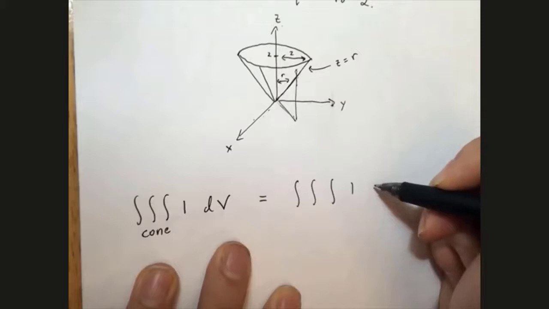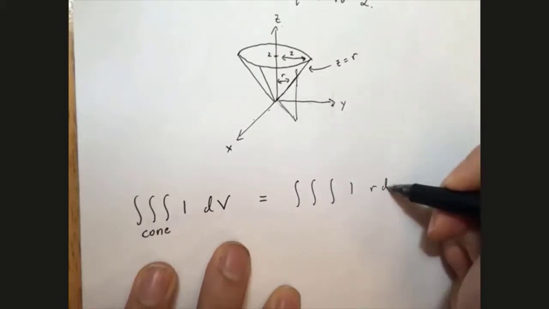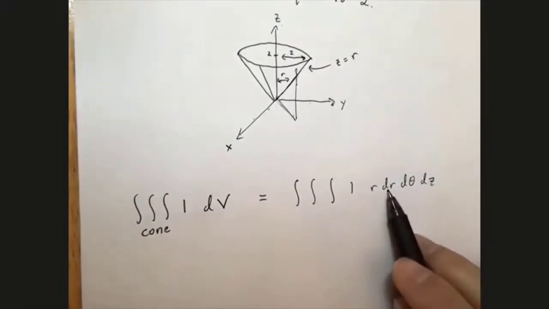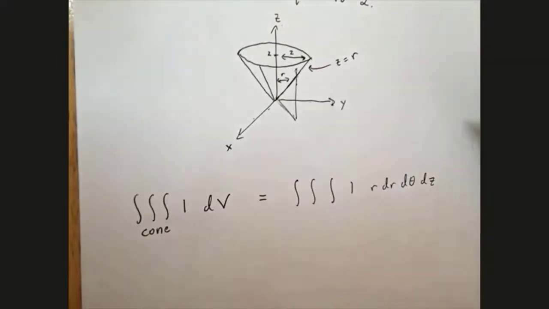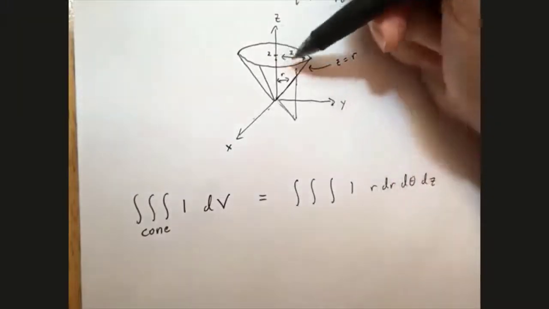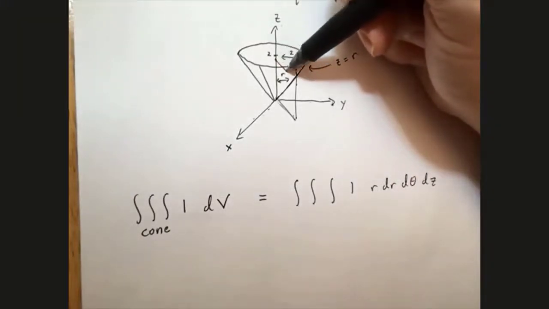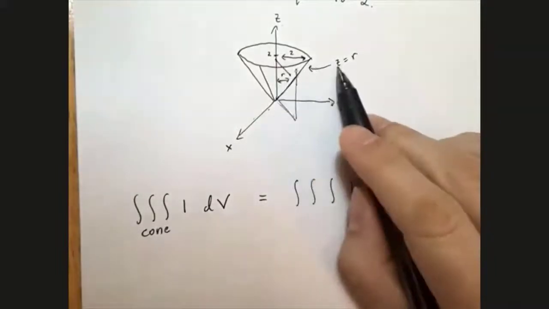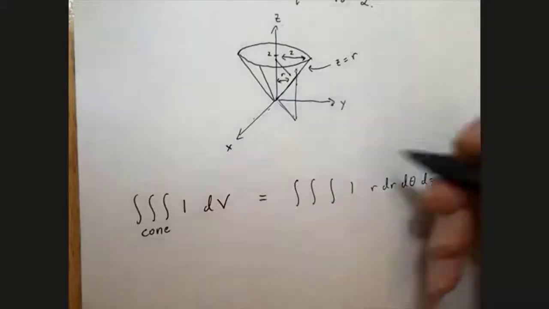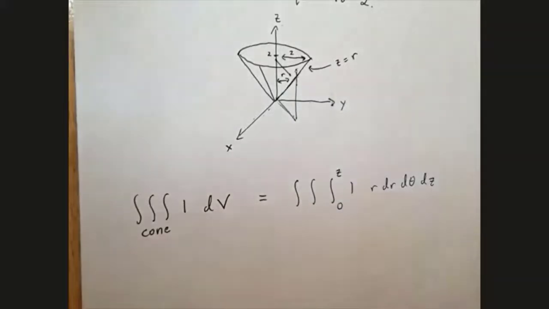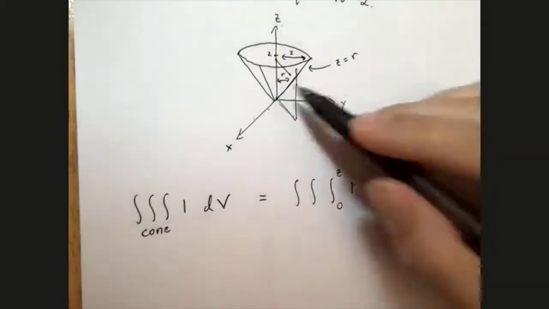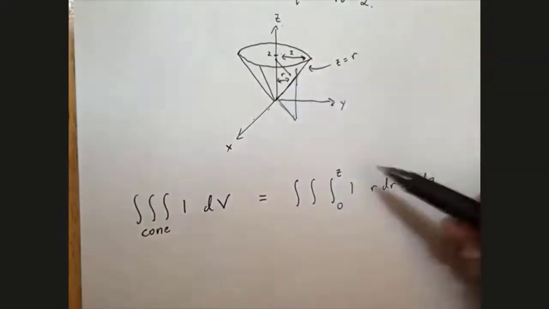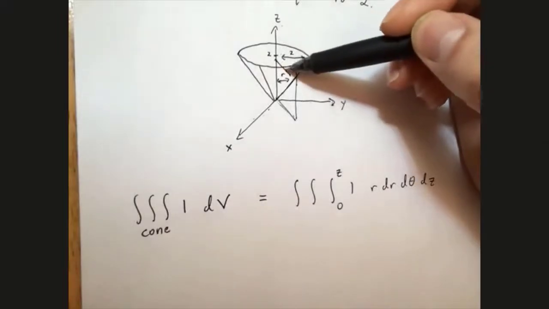Let's set this up. dr, d theta, dz. What does r range from? Well, r starts at 0 and comes out until we hit the cone, right? But as we said, the cone is given by z equals r. So r goes from 0 to z. Whatever my height was, that's exactly how far I have to go out until I get to the cone. So r is going to span this entire distance here.